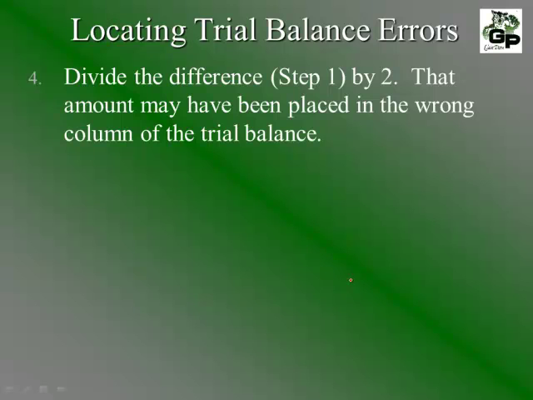Step 4. Divide the difference between the debits and credits by 2. That amount may have been placed in the wrong column of the trial balance. So if our difference is 50 and we divide 50 by 2, that will make 25. We go back and look at the accounts and try and find if there is one that has an amount of 25, and we check to see whether or not we put that in the right column. Perhaps we put it as a debit when it should have been a credit, or vice versa.